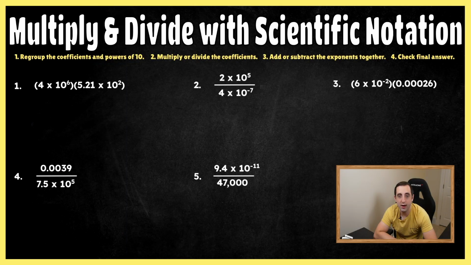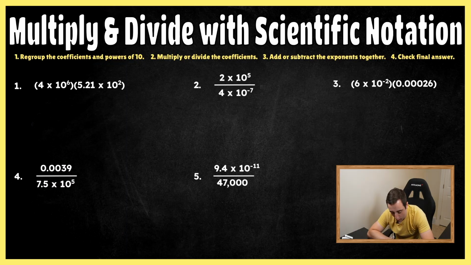Now, for multiplying and dividing with scientific notation, the very first step is to regroup our coefficients, which are the numbers out front. So for number one, we have 4 and 5 and 21/100ths. Those are our coefficients. We want to put those in their own parenthesis, and then take our powers of 10 and put them in their own parenthesis as well. We can do that because the associative property allows us to do that. So let's go ahead and do that first.